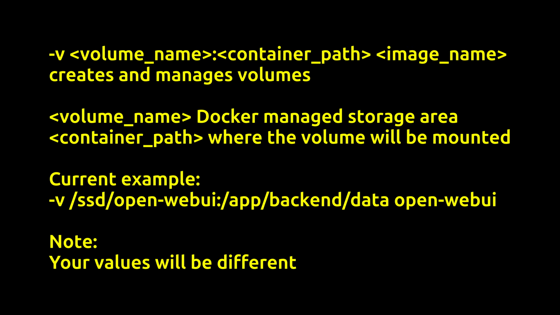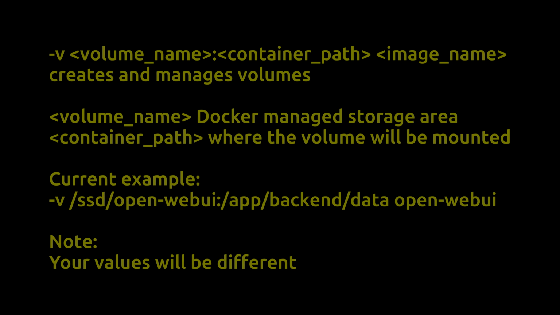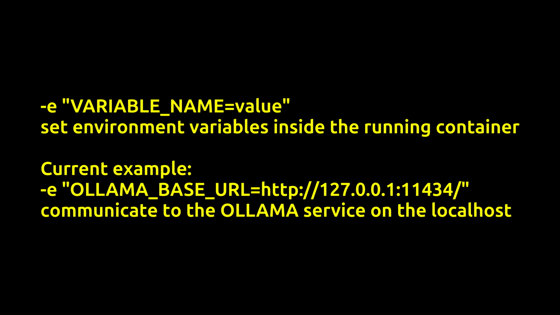-v permits the container to leverage the host computer's file systems. Data within a container is lost when the container is stopped or removed. Using the host file system permits data persistence even when the container's life cycle ends. -e allows environment variables to be passed to the container. In this example, the URL for the Ollama backend server is being passed. Other use cases are database connection strings or API keys.